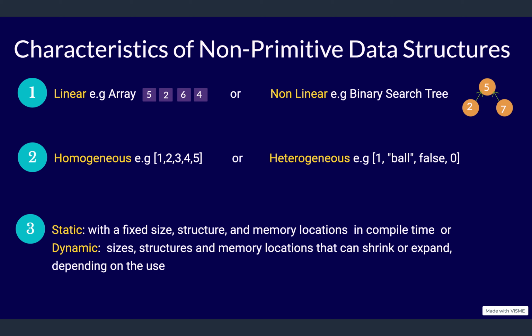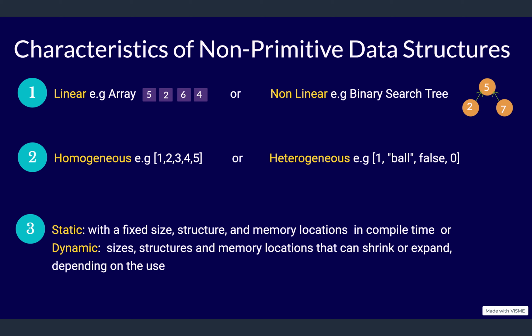For example, we have 1, which is an integer. We have ball, which is a string. We have false, which is a boolean. And we have 0, which is an integer. So you can see that this array is storing data of different types.